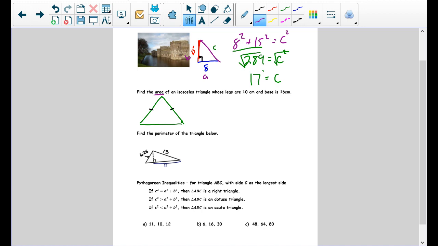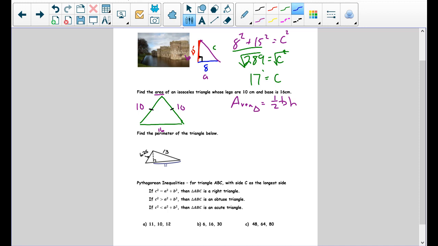Well, to find the area of a triangle, it's 1/2 base times the height. Okay? So legs are 10, so these are 10, 10, and the base is 16. So this full length across is 16. So we have a base, 16, but we don't know the height.